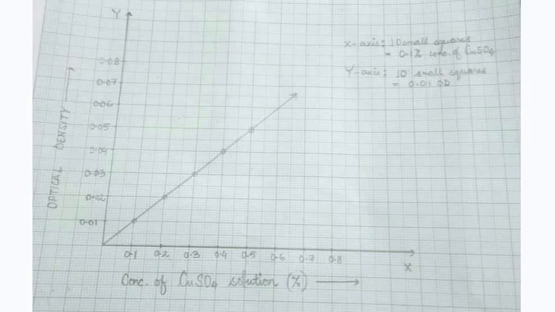So this is the graph. On plotting a graph of optical density in the y-axis and the concentration of copper sulfate solution in the x-axis, we get a straight line. In the x-axis, 10 small squares represent 0.1% concentration of copper sulfate solution, and in the y-axis, 10 small squares represent 0.01 optical density. So on plotting the values of concentration against optical densities, this is the straight line.